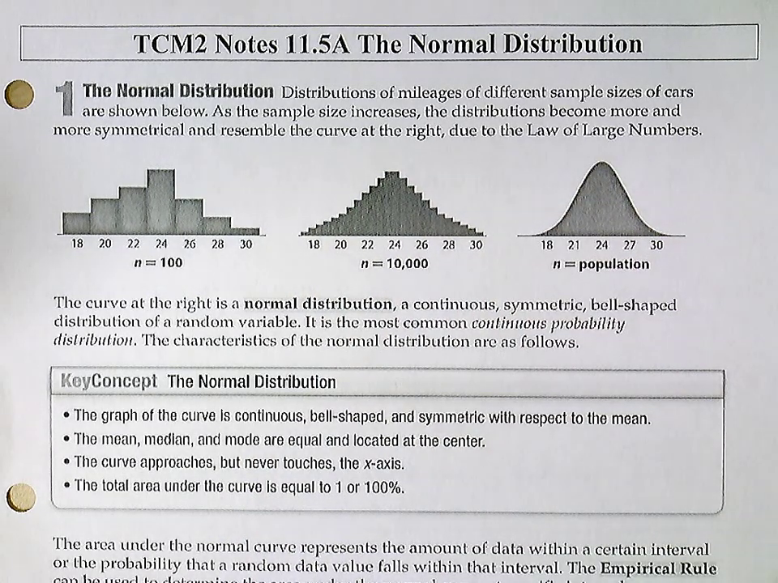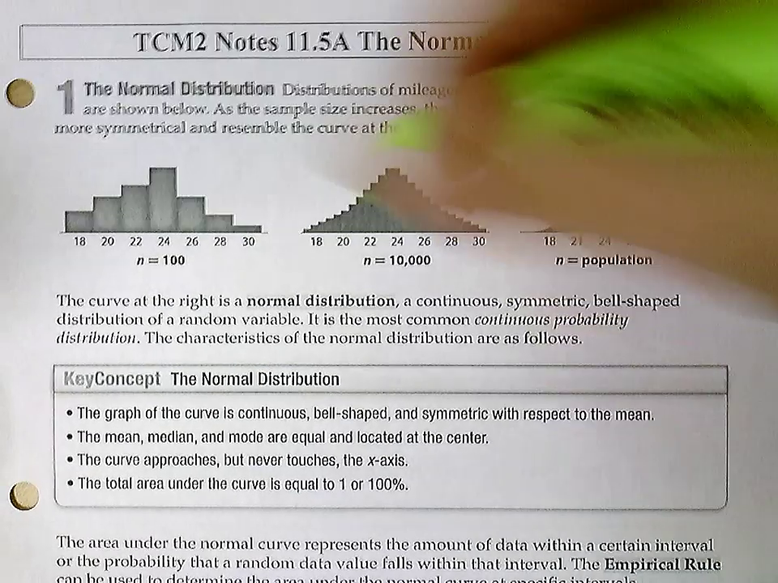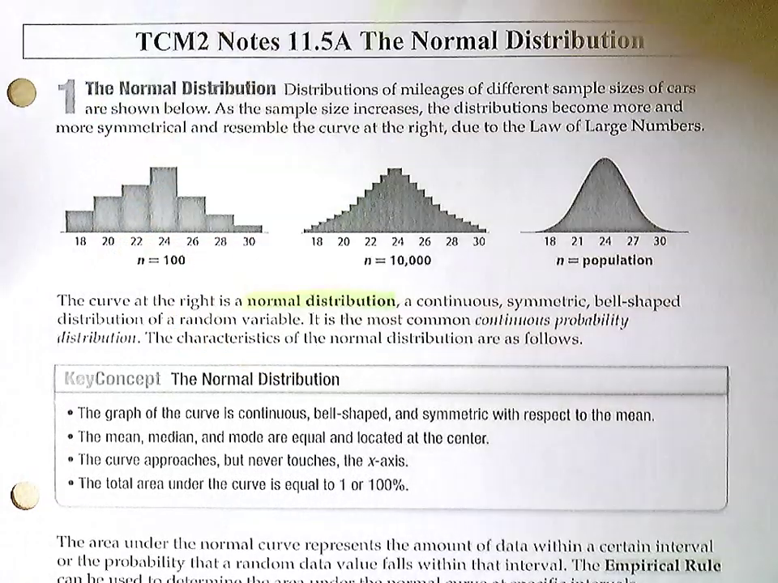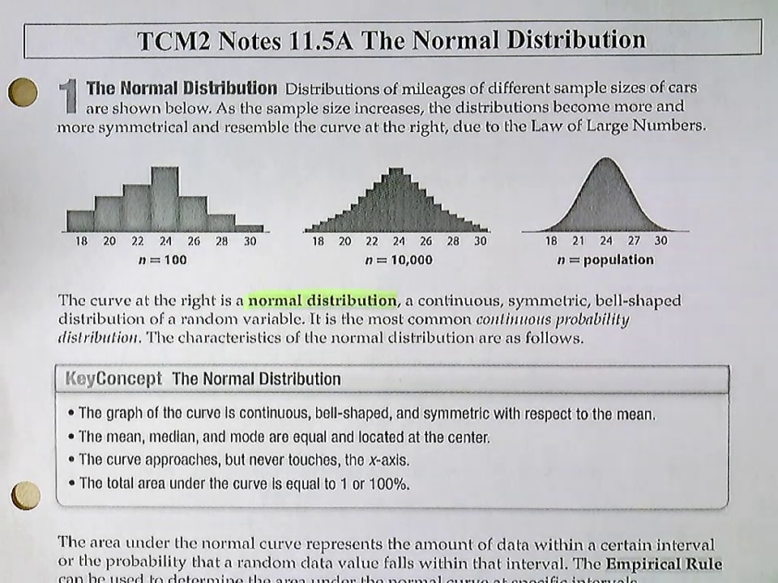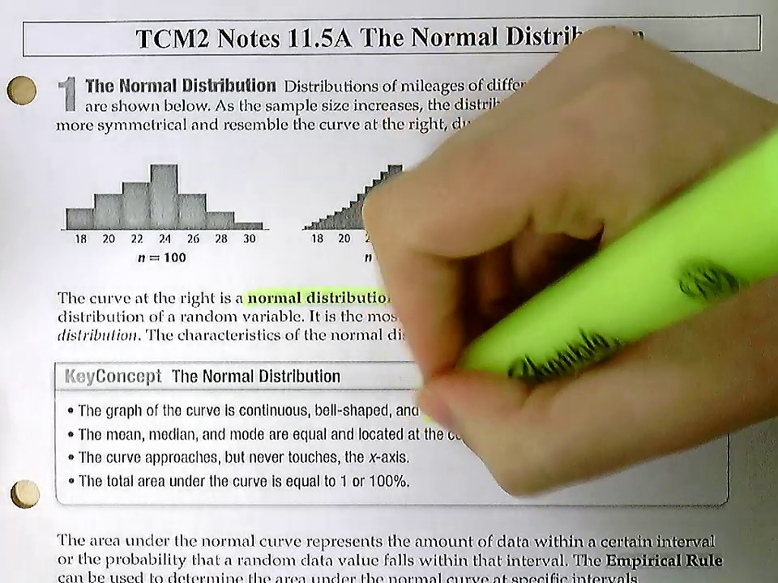So the curve at the right is a normal distribution. It is a continuous, symmetric, bell-shaped distribution of a random variable. It is the most common continuous probability distribution. The characteristics of the normal distribution are as follows. The graph of the curve is continuous, bell-shaped, and symmetric with respect to the mean.